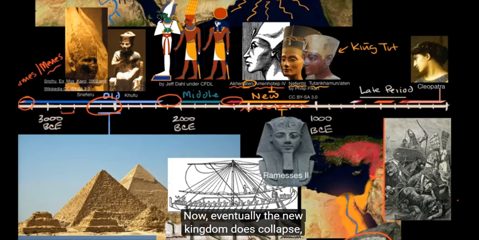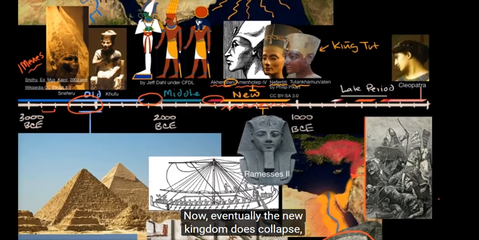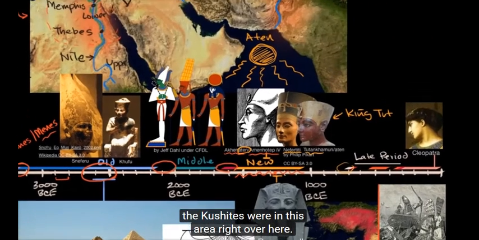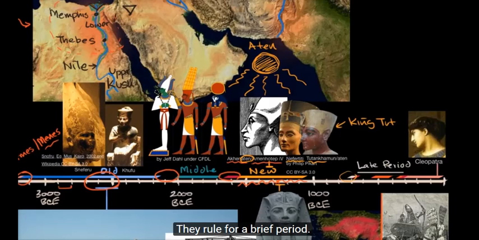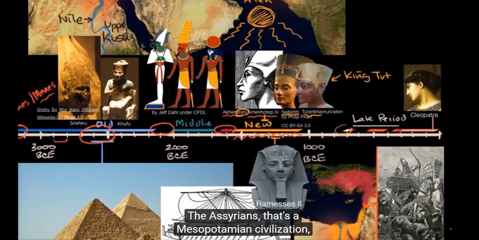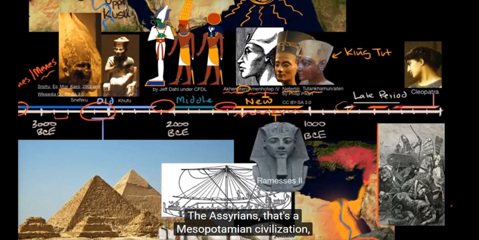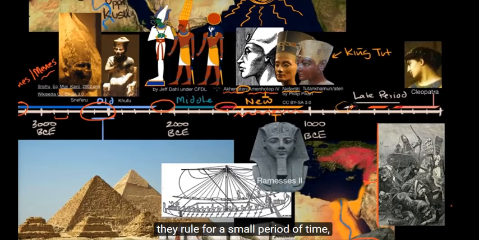Now, eventually, the New Kingdom does collapse as we get to the end of the second millennium. And then over the next several hundreds of years, we're talking about a very long period of time, it gets fragmented. You have several rulers. You have the Kushites rule from the upper Nile. The Kushites were in this area right over here. They rule for a brief period. The Assyrians, that's a Mesopotamian civilization, they rule for a small period of time.